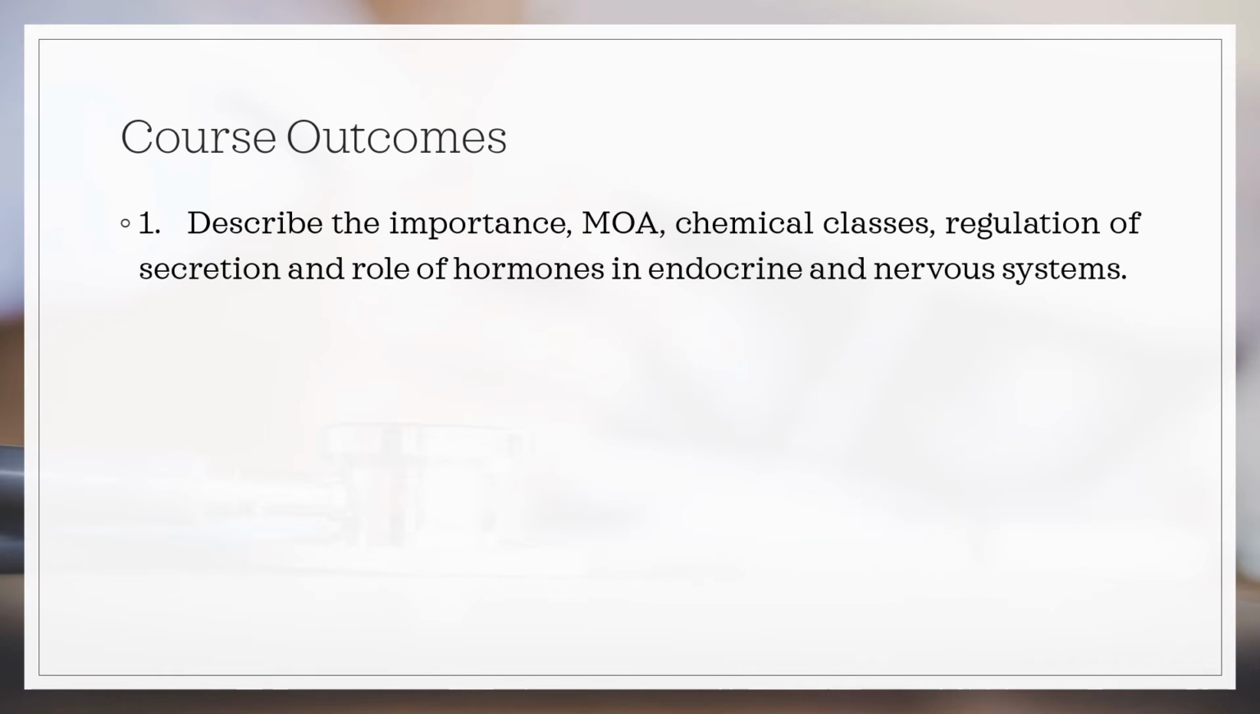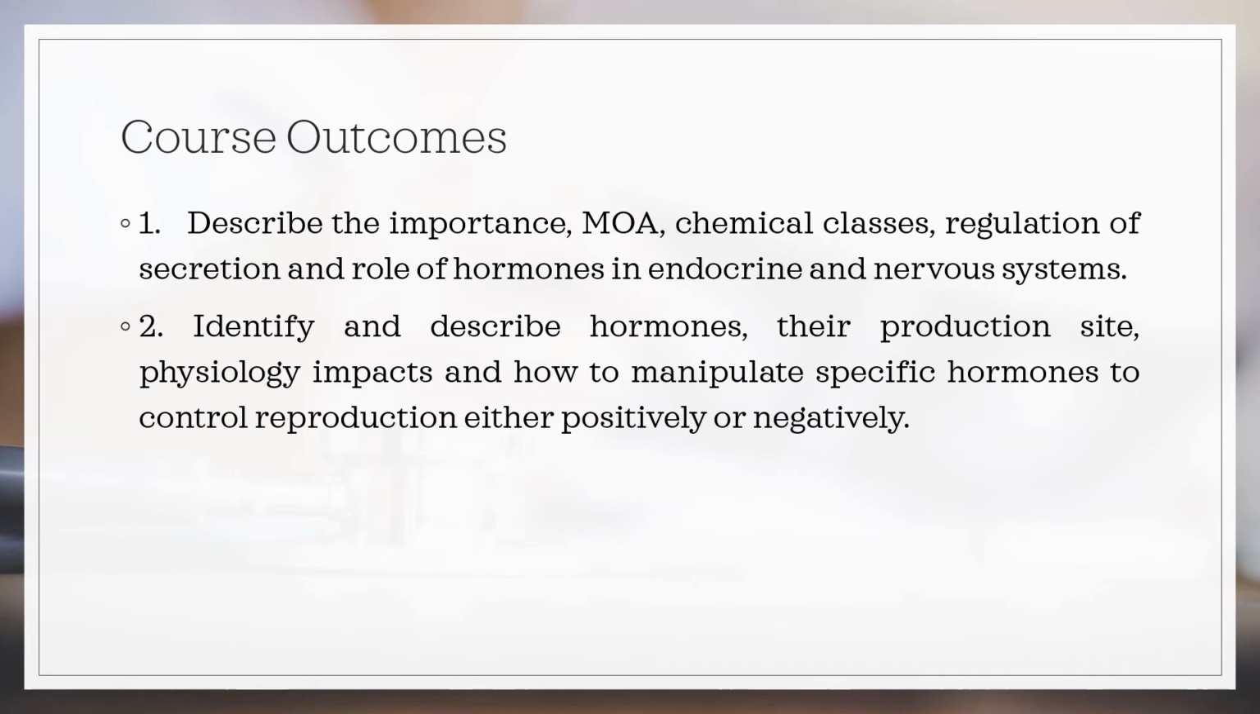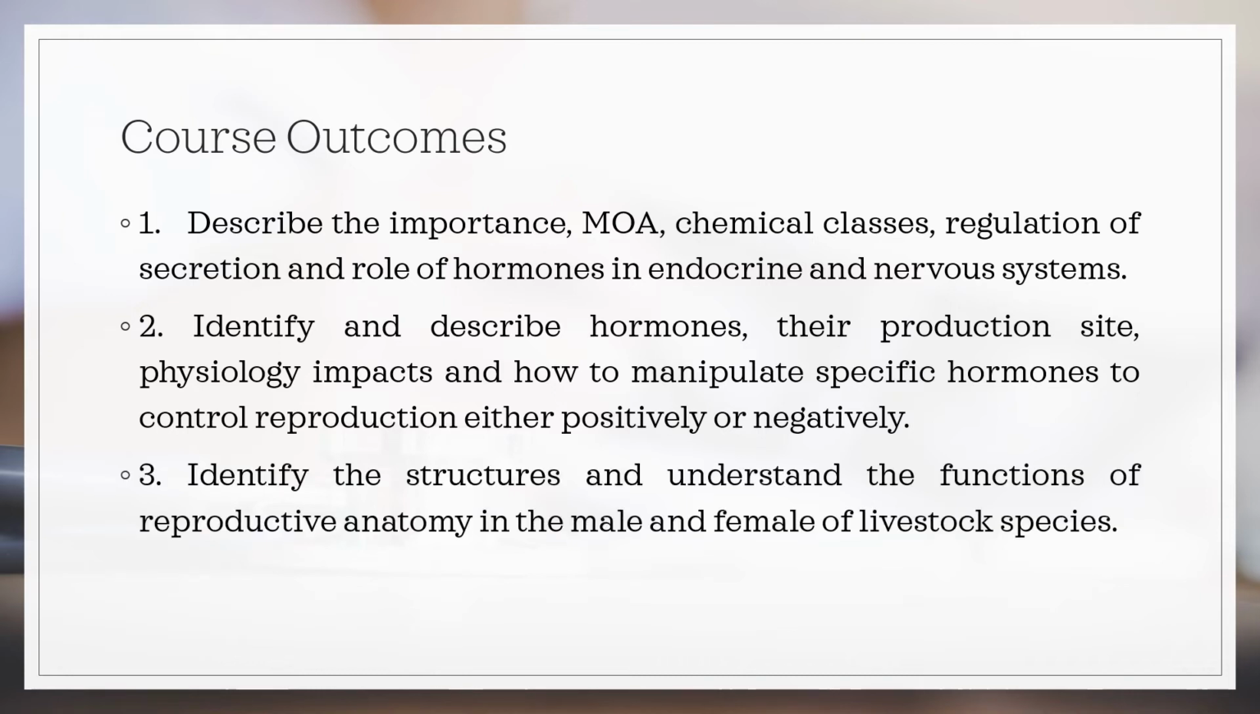Upon the completion of this course, the students are expected to describe the importance, MOA, chemical classes, regulation of secretion, and the role of hormones in endocrine and nervous systems. They must also be able to identify and describe hormones, their production site, physiologic impacts, and how to manipulate specific hormones to control reproduction either positively or negatively.